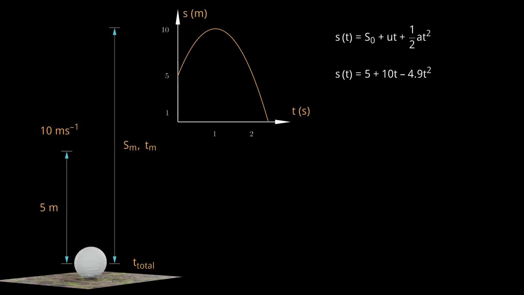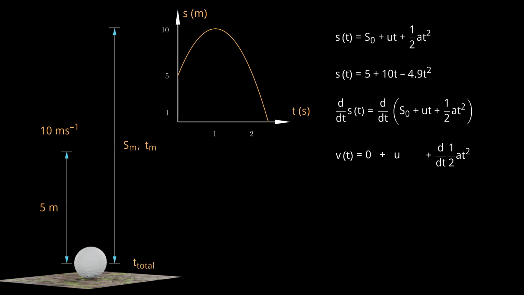Now, let's examine the velocity time graph. By differentiating the displacement equation, we obtain the velocity expression. Here, v of t represents the velocity of the ball at any given time t. The derivative of the displacement expression gives us the well-known equation of motion. By substituting the initial velocity of 10 meters per second and the gravitational acceleration of 9.8 meters per second squared, we can determine the velocity of the ball at any given time.